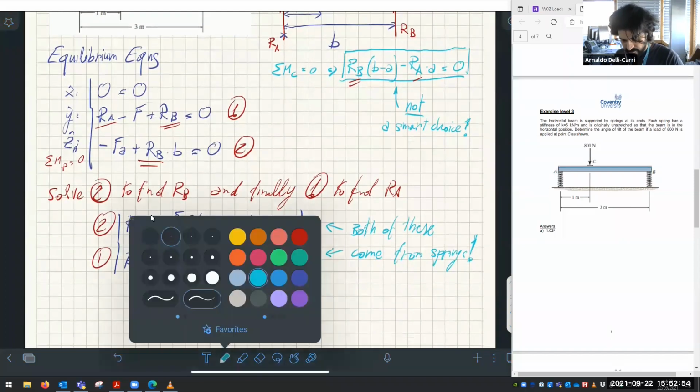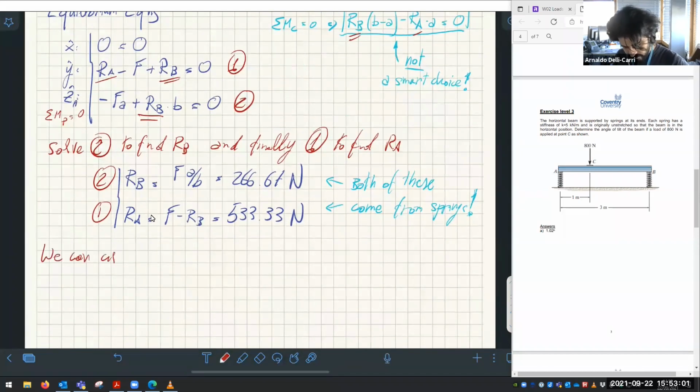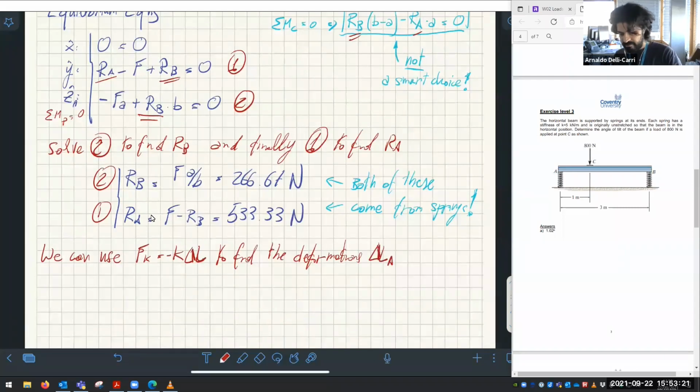Therefore, we can use Fk equals minus K delta L to find the elongations. Well, let's say, call them deformations. Delta L of spring A and delta L of spring B. But that's very easy. So we know that RB equals minus K delta LB.